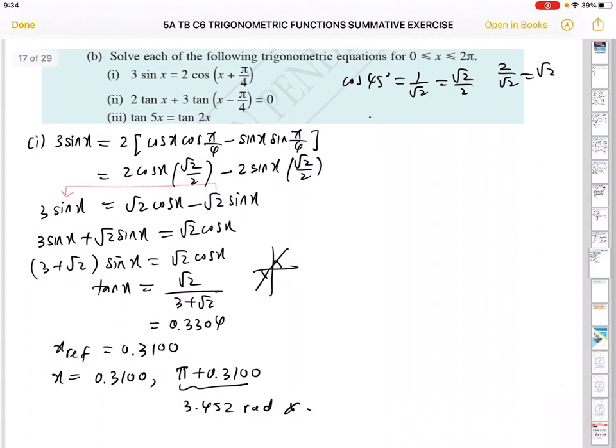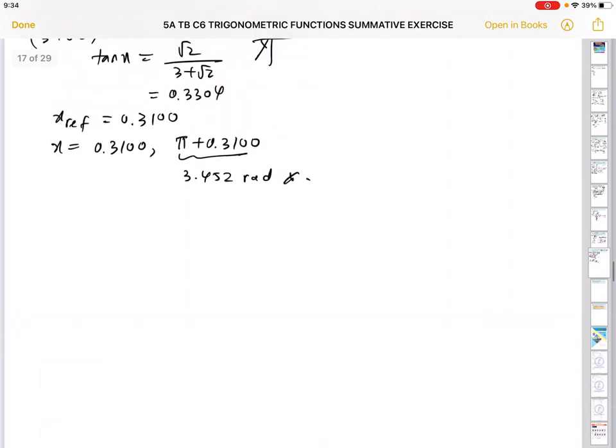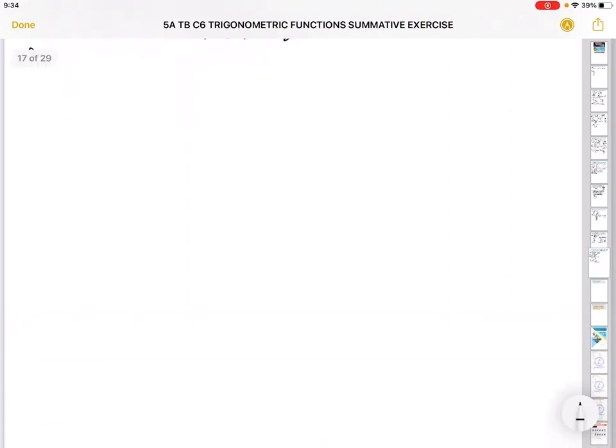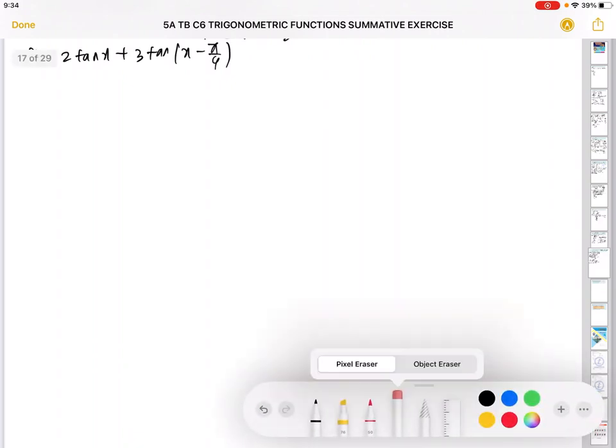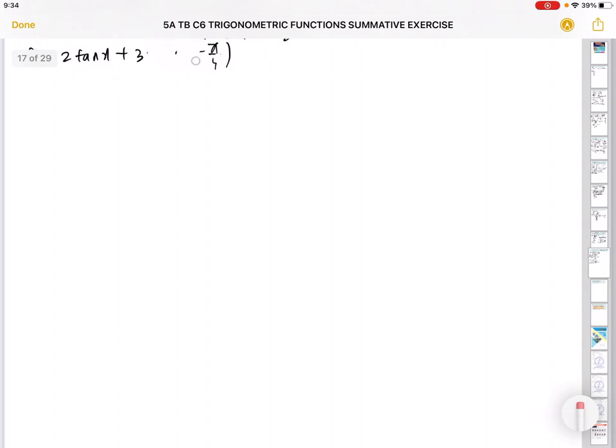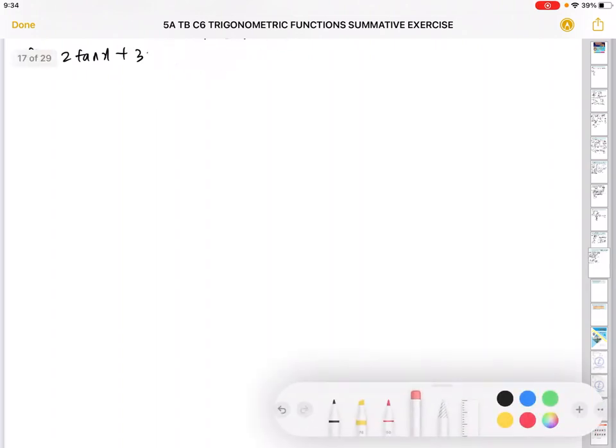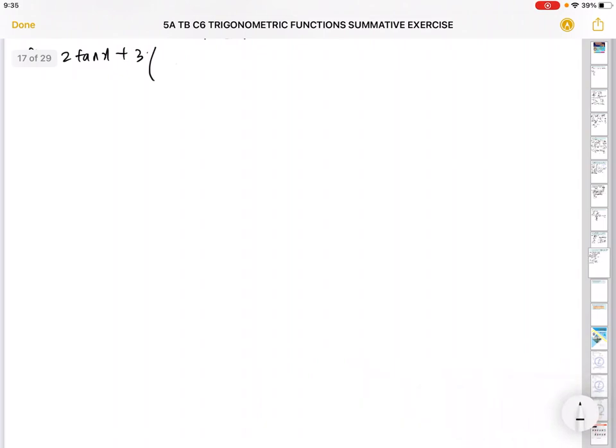Now, you start off with 2 tangent x plus 3 tangent x minus pi over 4. Okay, I'm copying the question. Can I not copy the question straight away? I don't want to copy the question. I just expand my tangent A minus B. So this will be tangent A minus tangent B over 1 plus tangent A tangent B, and the result equals 0. Now we know tangent pi over 4, tangent 45, is 1, so this will be tangent x.